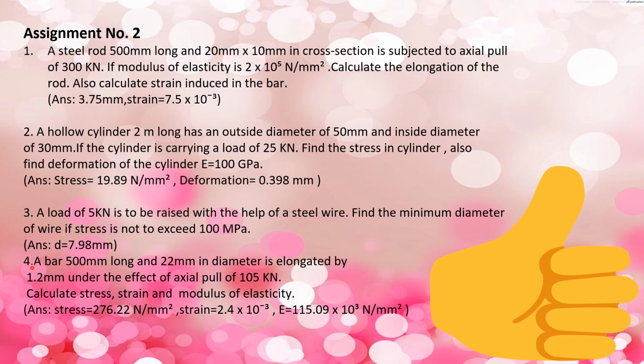Try it out. Question number 4, a bar 500 mm long and 20 mm in diameter is elongated by 1.2 mm under the effect of an axial pull of 105 kilonewton. Calculate stress, strain and modulus of elasticity. Try the answers. Solve these assignments.